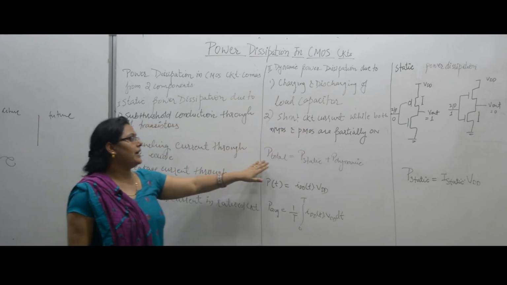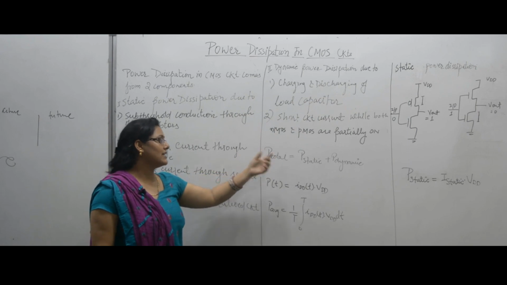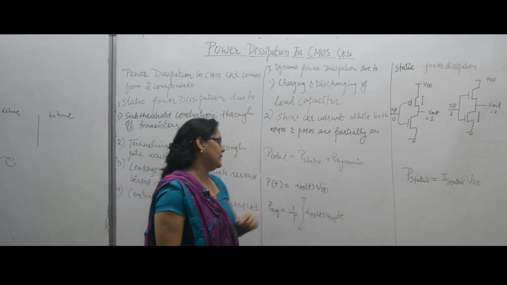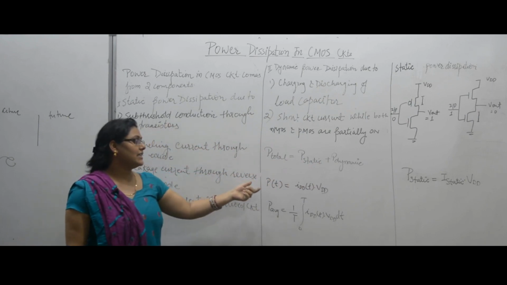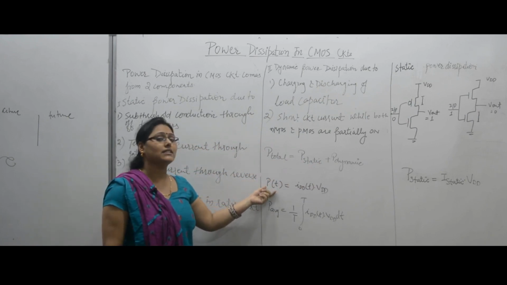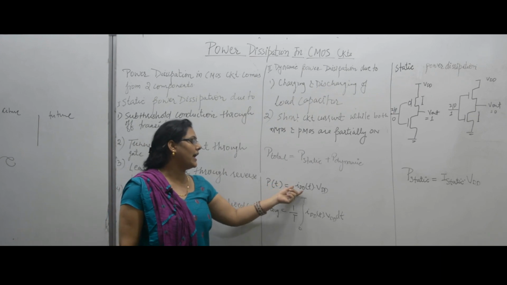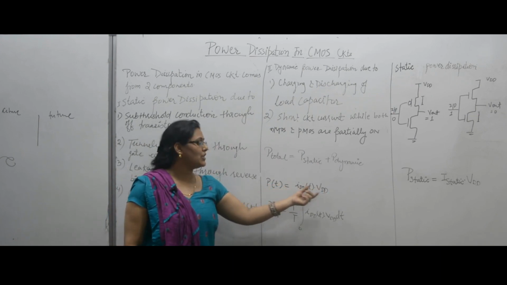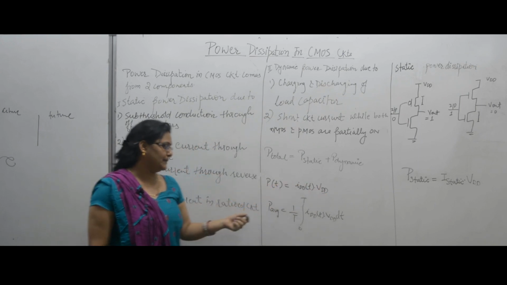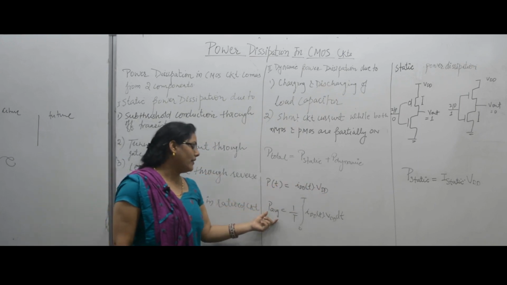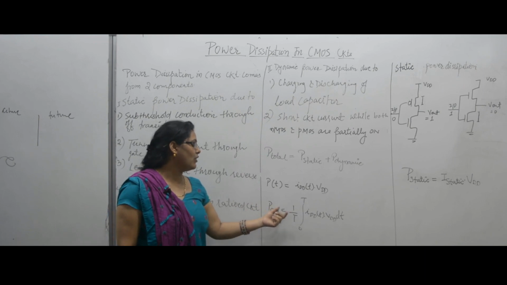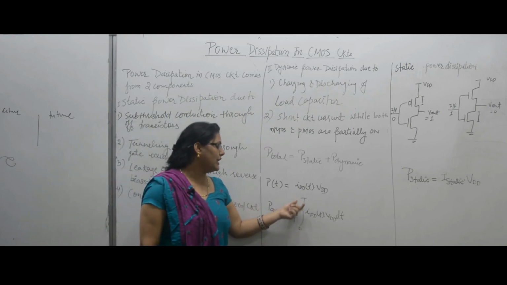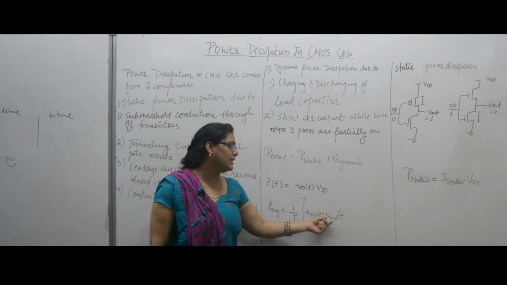So the total power dissipation is the summation of static power dissipation and dynamic power dissipation. The total instantaneous power dissipation is given as PT equal to IDDT times VDD, where VDD is the supply voltage and IDDT is the supply current. The average power dissipation over a time interval t is given as 1/t times the integral from 0 to t of IDDT times VDD dt.